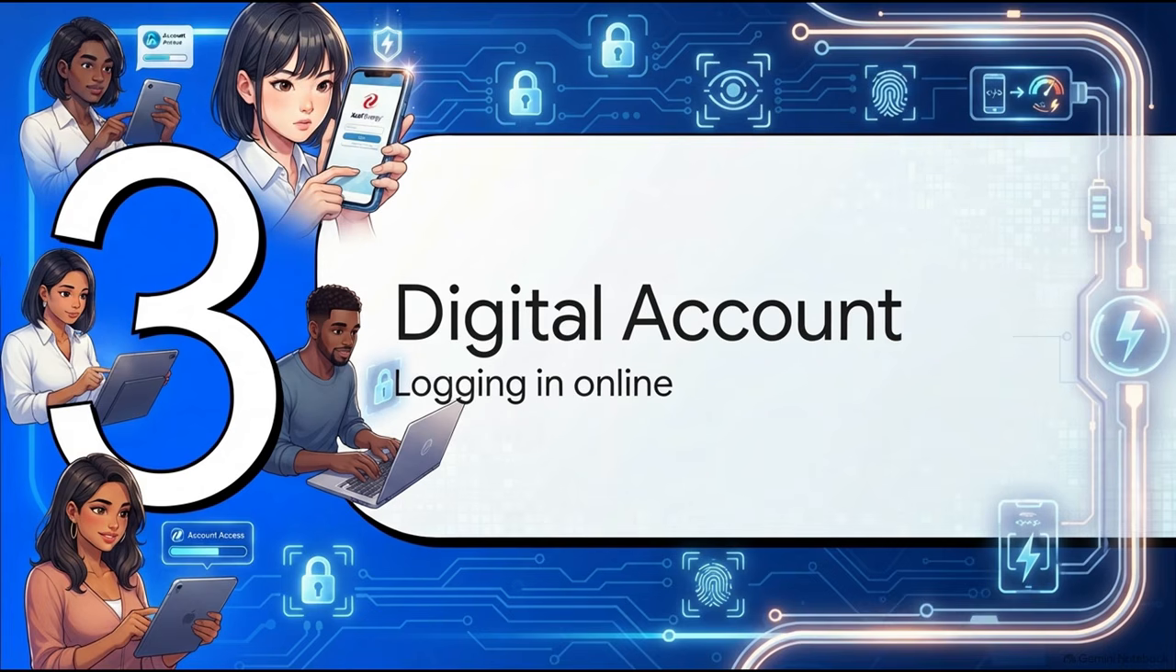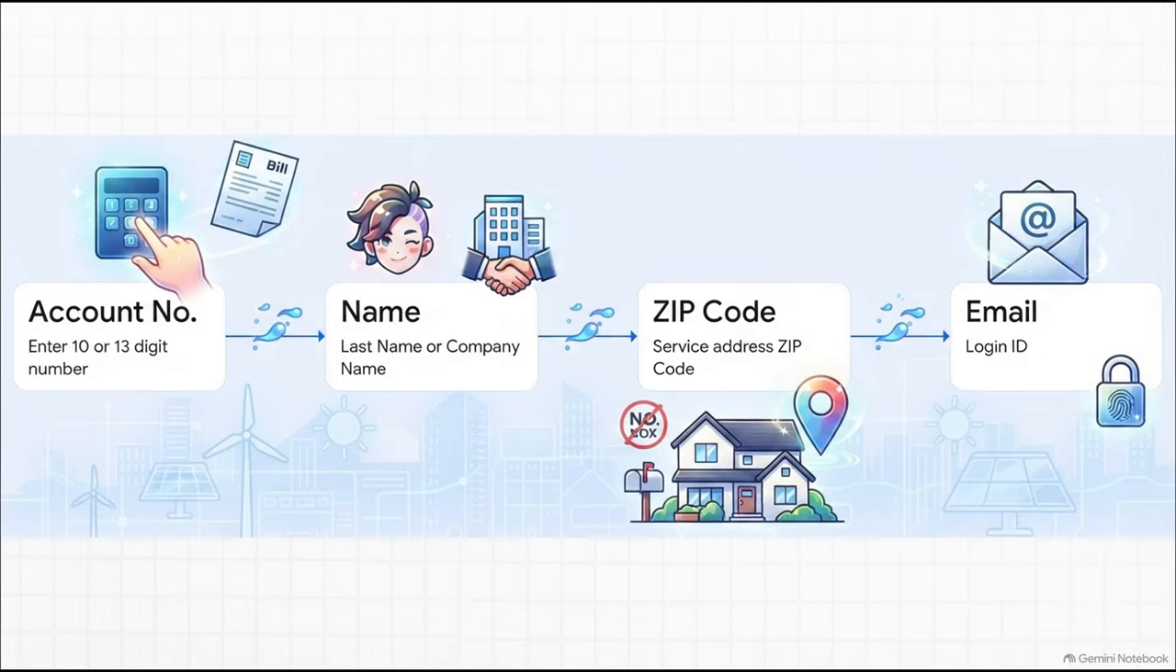Section 3. Accessing your digital account. Got your number? Awesome. Let's get you registered. It's actually super seamless and just takes 4 simple pieces of info. Once you hit register on the Xcel Energy homepage, first, pop in that 10 or 13-digit account number. Next, type in your last name or your company name exactly as it's printed on your bill. Then you'll need the zip code of your physical service address, so no P.O. boxes allowed here. Finally, just enter your preferred email address and boom, that securely becomes your brand new login ID.